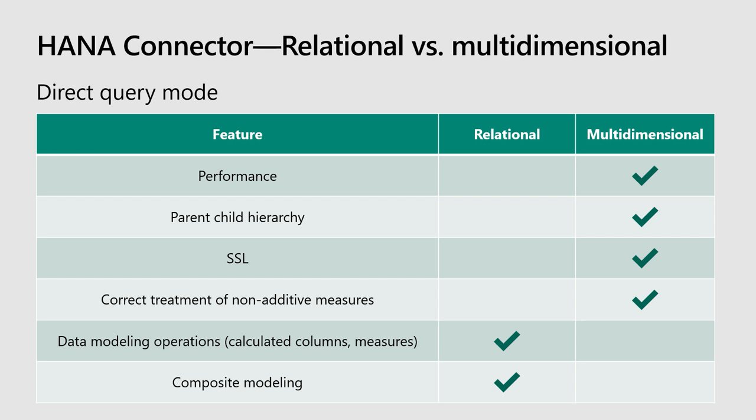Multidimensional mode is the preferred mode for better performance, and also we feel that compared to all the other third-party connectors available, this multidimensional mode performs best. Also with relational connectors, some of the calculations, especially the non-additive measures, the results may not be as expected, so we suggest using multidimensional mode. The only scenario where we suggest using relational mode is if you're using composite modeling. Otherwise, multidimensional mode is the preferred way of connecting to HANA.